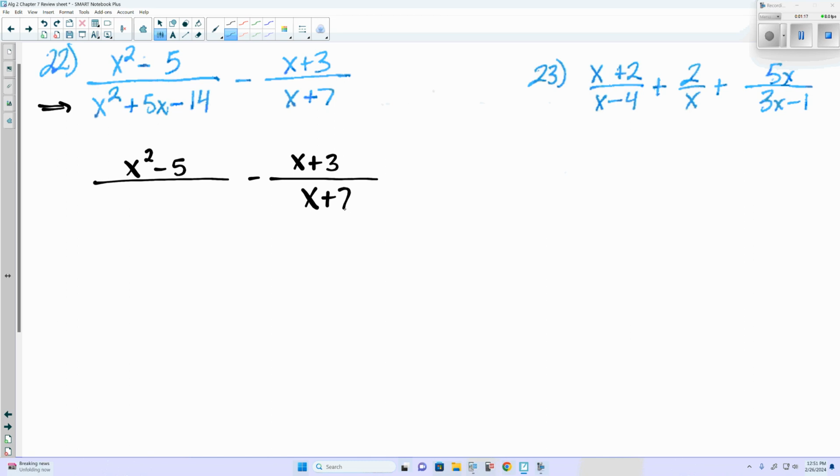X squared plus 5x minus 14. We need to factor it. So we want to have x and x. Since the third term is negative, our signs would be opposite. Factors of x squared are x and x. Factors of 14 are 1 and 14, or 2 and 7.